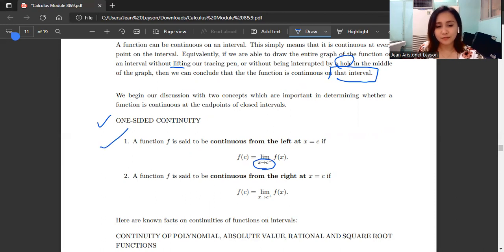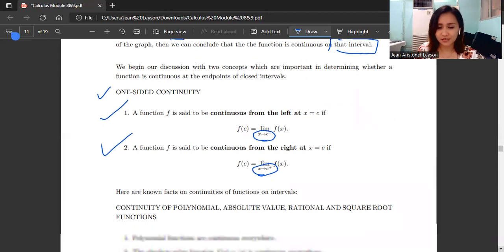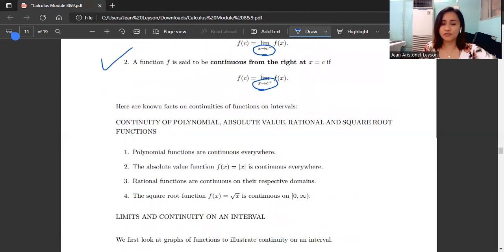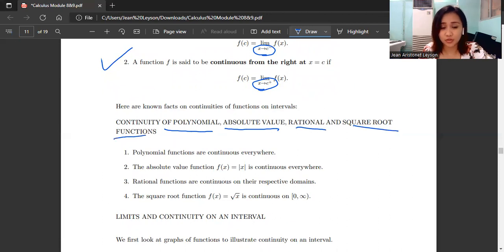For the second one, a function f is said to be continuous from the right at x equal to c if f of c is equal to the limit of f of x as x approaches c from the right. So here are known facts on continuities of functions on intervals. So continuity of polynomial, absolute value, rational, and square root functions.